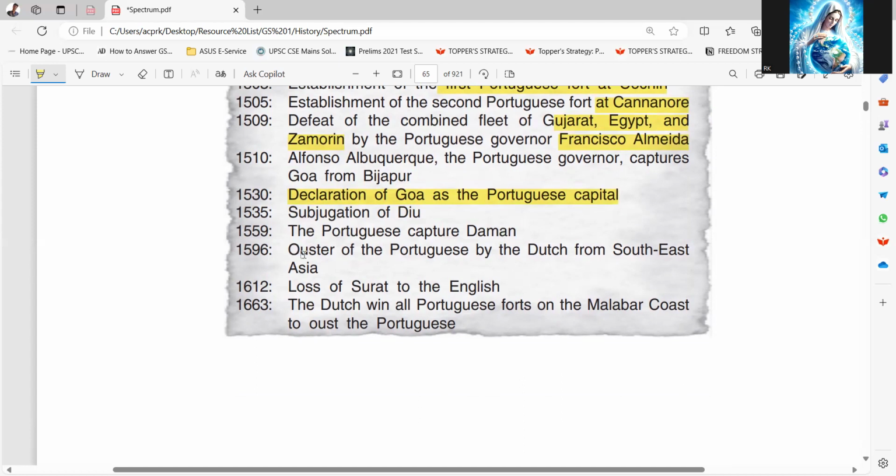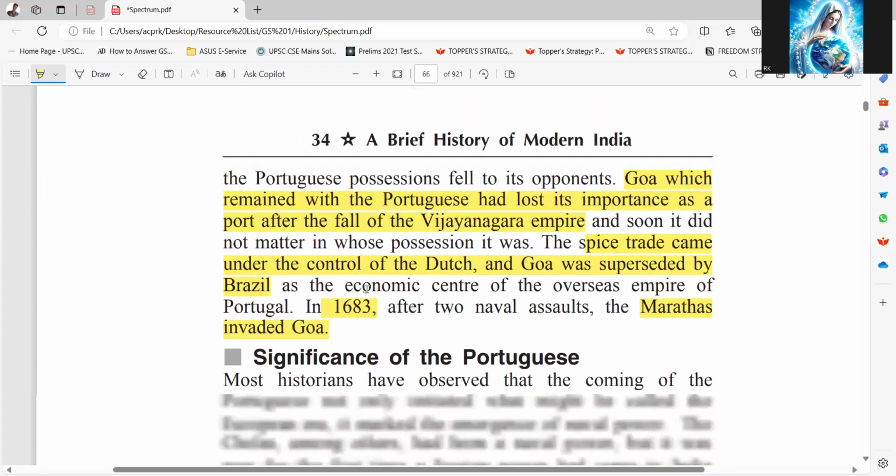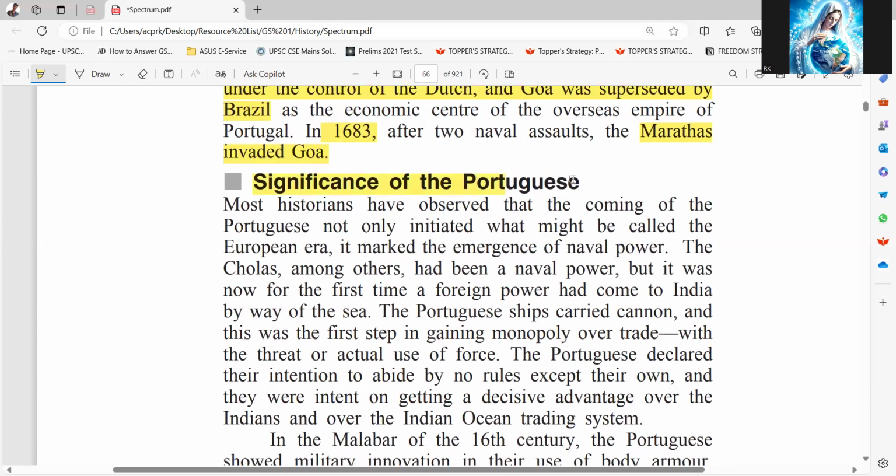1596, ouster of the Portuguese by the Dutch from Southeast Asia. 1612, loss of Surat to the English. 1663, the Dutch win all Portuguese forts on the Malabar coast to oust the Portuguese. Okay. Significance of the Portuguese.